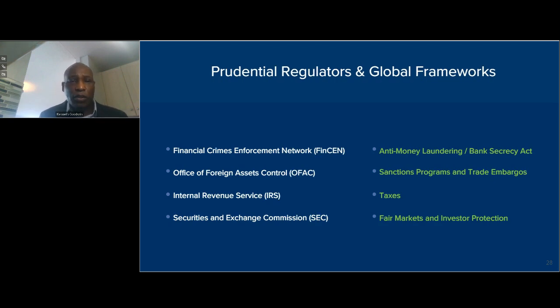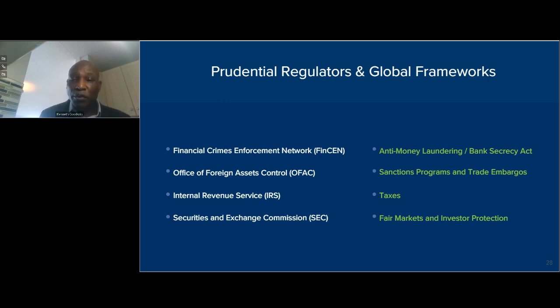FinCEN, the Financial Crimes Enforcement Network, deals more with anti-money laundering and the Bank Secrecy Act. The key here for chief compliance officers who are in this space is understanding that with the Bank Secrecy Act, you have to have a designated compliance officer, a designated BSA officer, and that your risk and compliance program, if you are dealing with digital assets, digital currencies, should include policies and procedures for it in your written policies. OFAC is significant, the Office of Foreign Assets Control. They deal more with sanctions and trade embargoes.